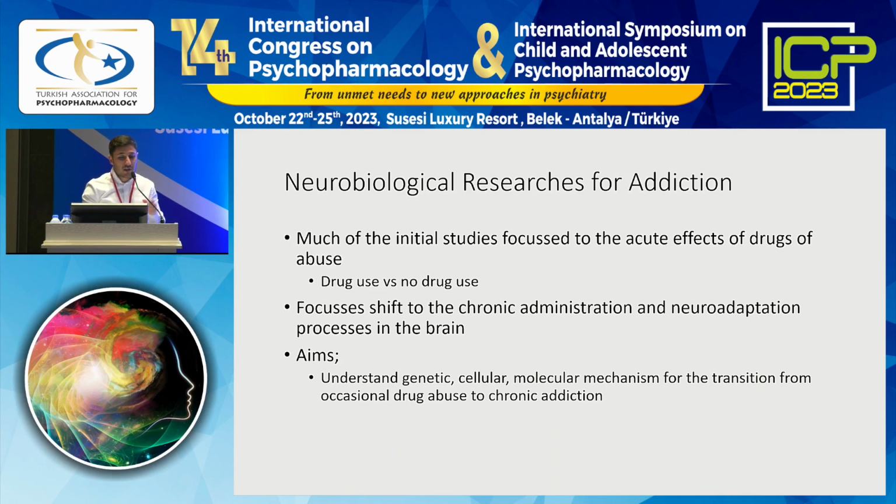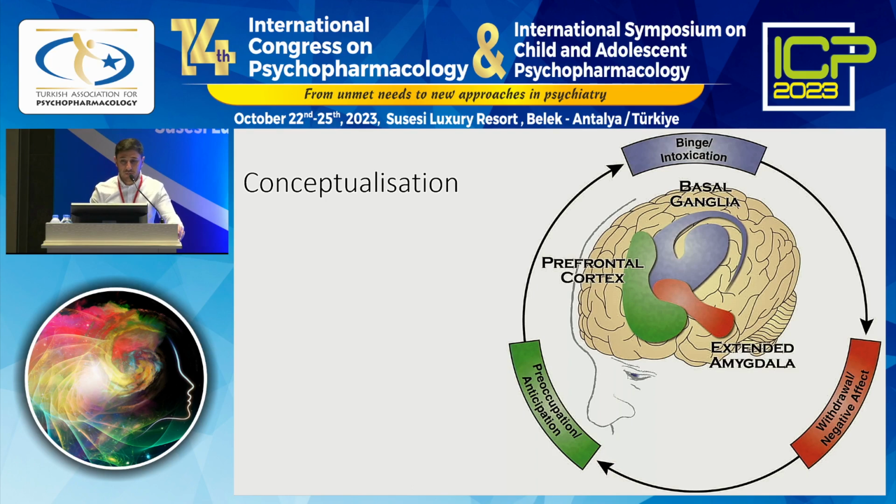Well, how about the aims of the studies conducted today? We are currently trying to understand the genetic, cellular, molecular mechanisms for the transition from occasional drug abuse to chronic addiction. Therefore, we will need to look into the underlying mechanisms for this process, and we need to differentiate between these mechanisms. Therefore, in the future, the studies will need to concentrate on chronicity.